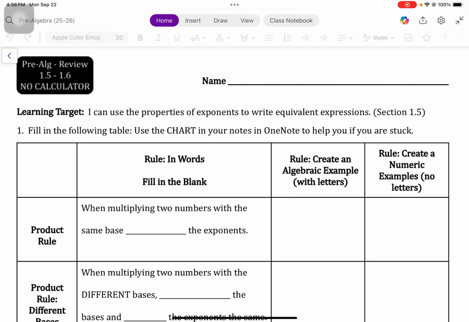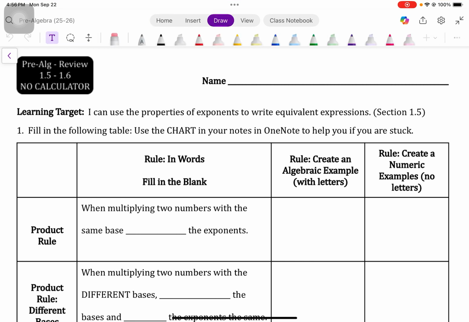All right, pre-algebra, here are your exponent review questions, and we're going to go ahead and go through the answers. So our learning target is that I can use the properties of exponents to write equivalent expressions. We're going to fill in the following table using the chart in our notes to help in this OneNote page if we're stuck. Okay?